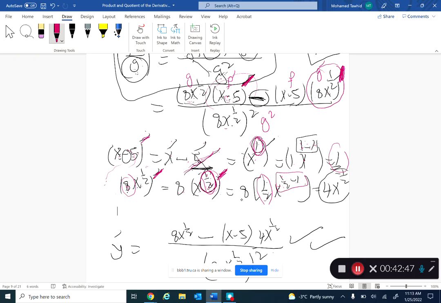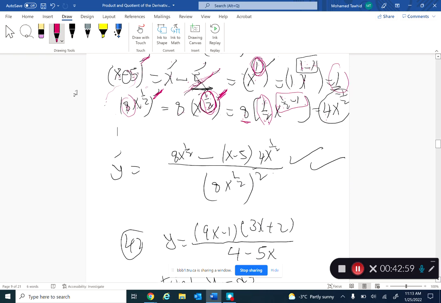So now, what do you have here? 8 multiplied by 1 over 2, what do you have? You have 4. 8 multiplied by 1 over 2, you can use technology, get 4. And then 1 over 2 minus 1, what is that?